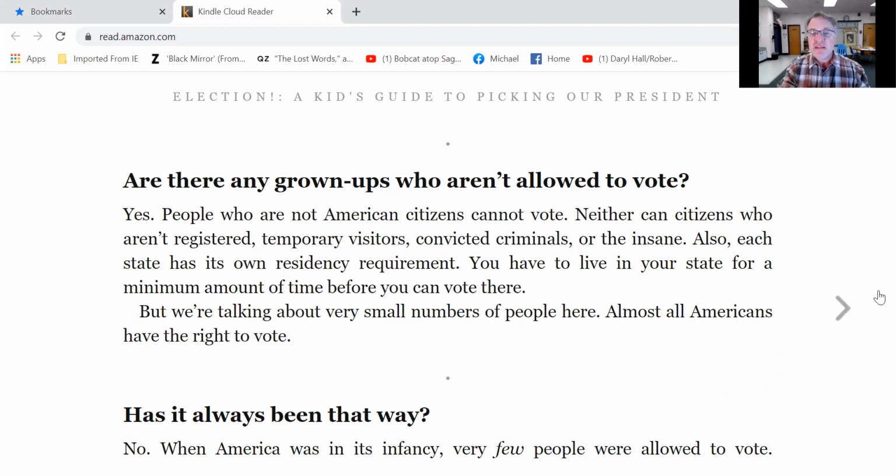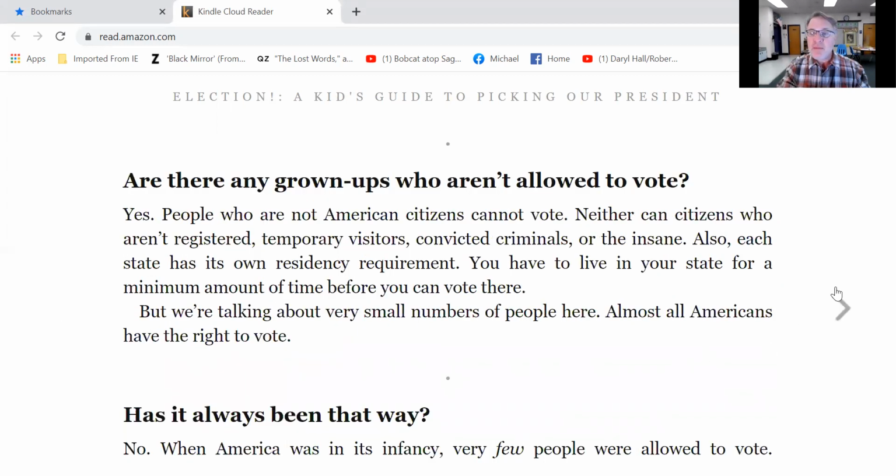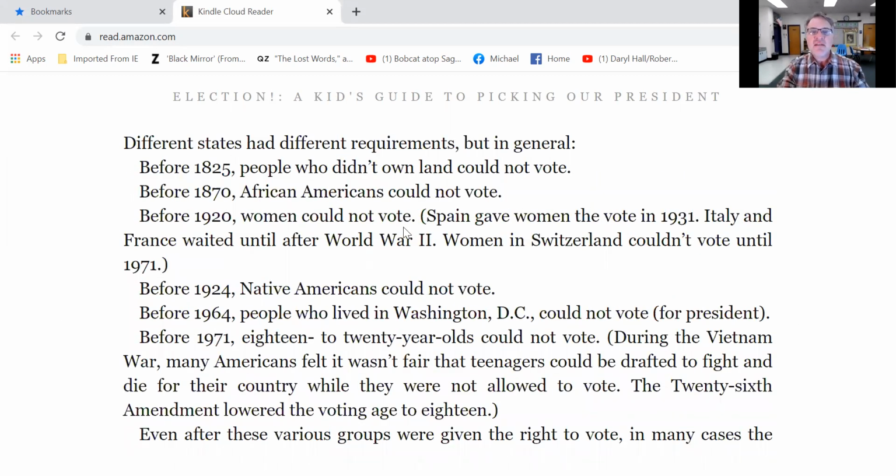No. When America was in infancy, very few people were allowed to vote. Different states had different requirements, but in general, before 1825, people who didn't own land could not vote. Before 1870, African Americans could not vote. Before 1920, women could not vote. Spain gave women the right to vote in 1931. Italy and France waited until after World War II. Women in Switzerland couldn't vote until 1971. Before 1924, Native Americans couldn't vote.